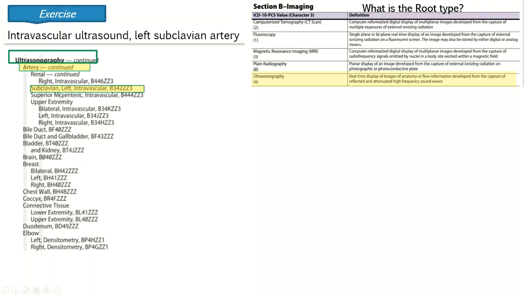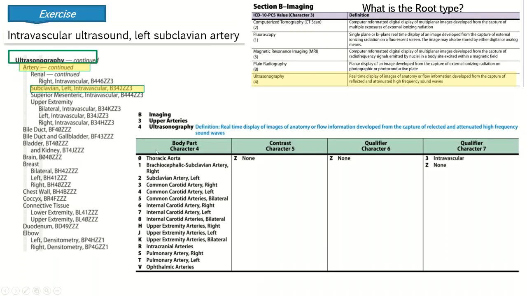So let's go ahead and verify that table, the B34 table.